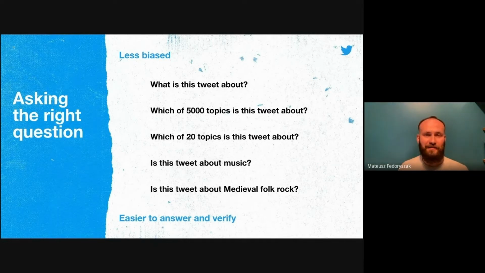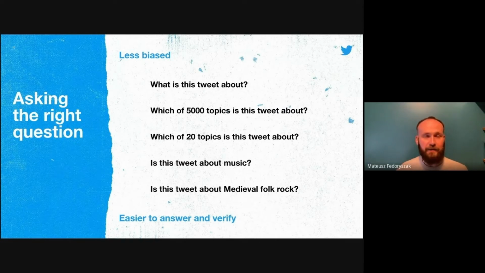And what's the difference? The specific ones are easy to answer and easy to validate. But the problem is they are biased. And they are biased in two ways. First of all, when you suggest some association with the topic to the annotator, they're more likely to agree. They are more likely to notice things that they wouldn't notice without you first suggesting that this tweet is about this topic.